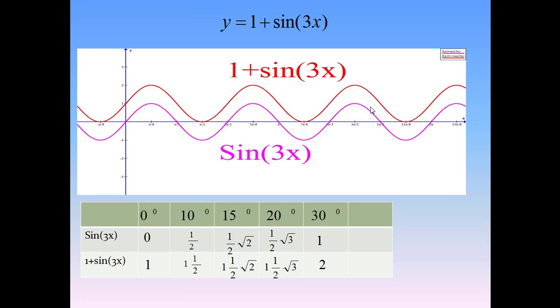If you want to draw 1 plus sin 3x, 1 plus means that you have to add 1 to the before value. So if sin 3x is 0, then 1 plus sin 3x is 1 plus 0, which is 1. If before it was 1, now it becomes 2. So at 30, it becomes 2, and 0 becomes 1. So this is the wave. You have to follow the pattern. So this is how to draw 1 plus sin 3x.